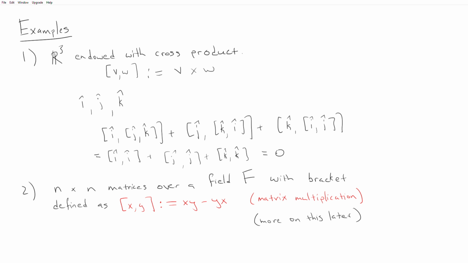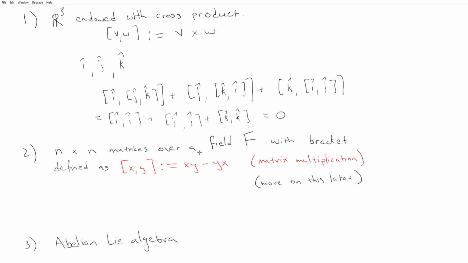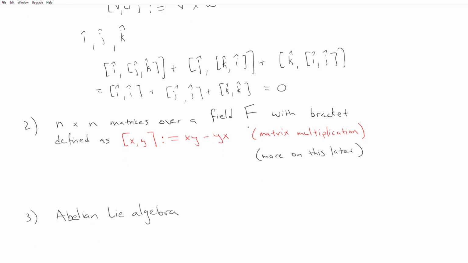So R3 in this one case satisfies the Jacobi identity, and I hope you believe me that with the cross product it satisfies the Jacobi identity in general, and so this is a Lie algebra you've already seen before. Another Lie algebra you've already seen before are the n by n matrices over a field F, where we define the bracket as x bracket y is equal to x times y minus y times x, where here we're inheriting the matrix multiplication associated with n by n matrices.